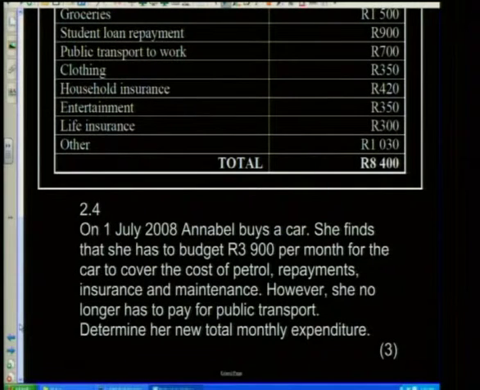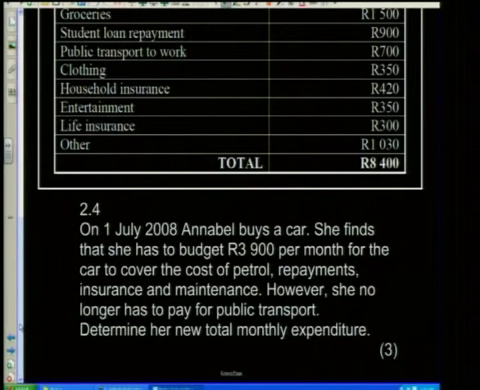So Annabelle buys a new car. She finds that she has to budget 3,900 rand per month for the car to cover the cost of petrol, repayments, insurance, and maintenance. However, she no longer has to pay for public transport. Determine her new total monthly expenditure.